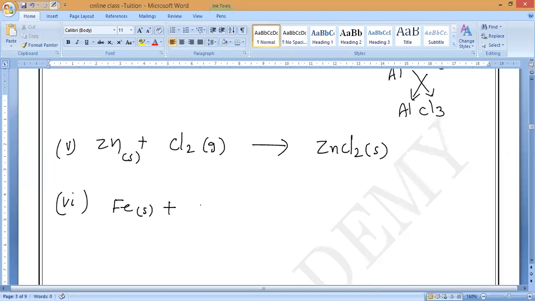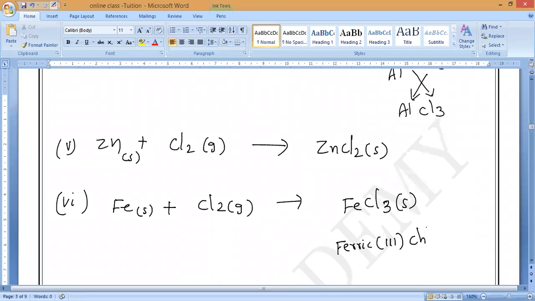Next, iron. FeCl2? Iron plus chlorine gas will give you FeCl3, not FeCl2. That is why I said here it is 3, not 2. It is ferric chloride. What should you call it, guys? Ferric chloride. Everybody should remember: ferric 3 chloride. Everybody will think that till now 2 came, so here also 2 will come.